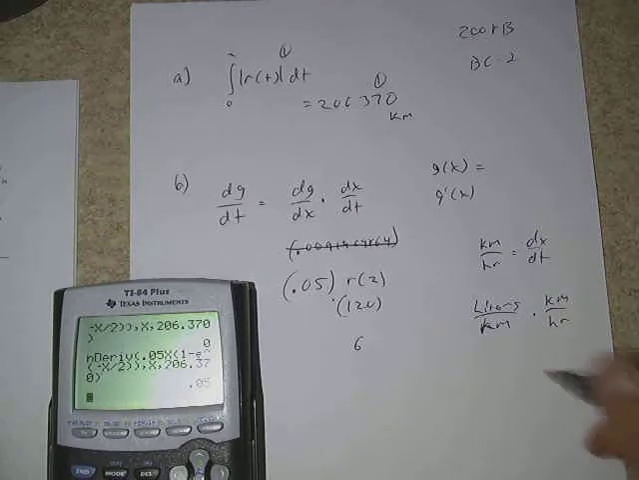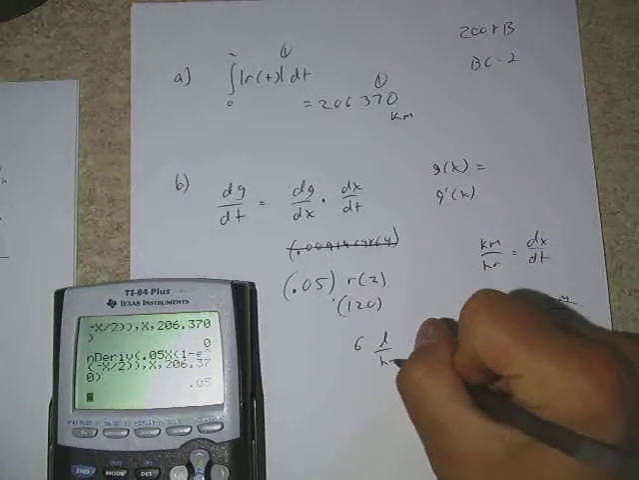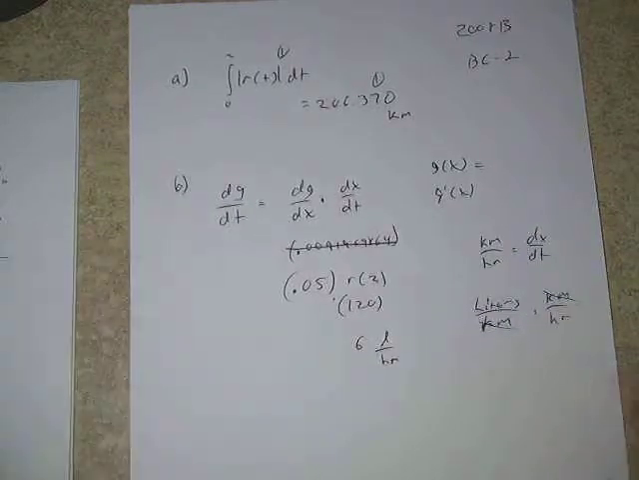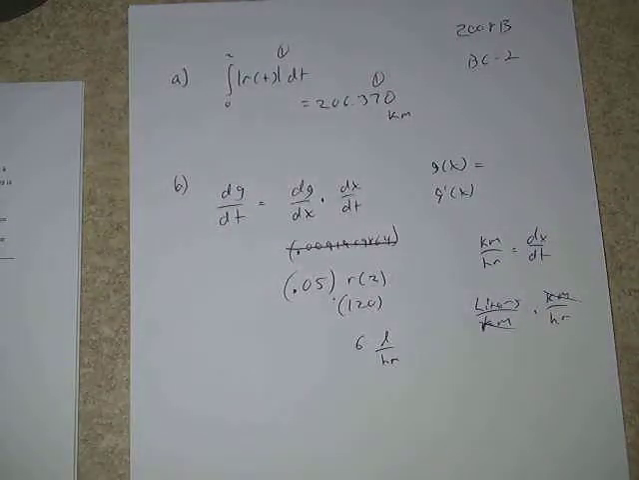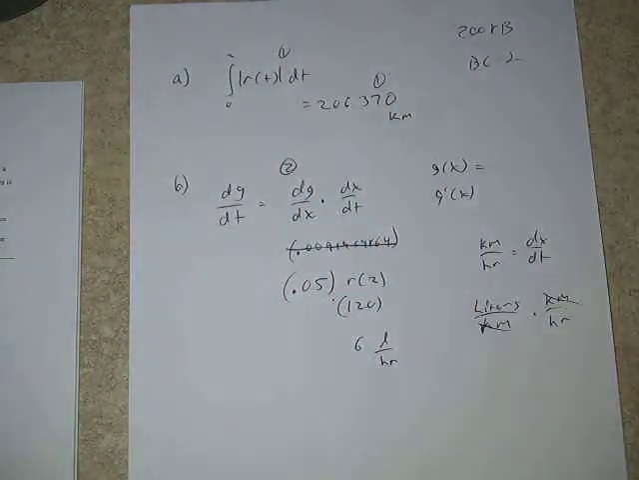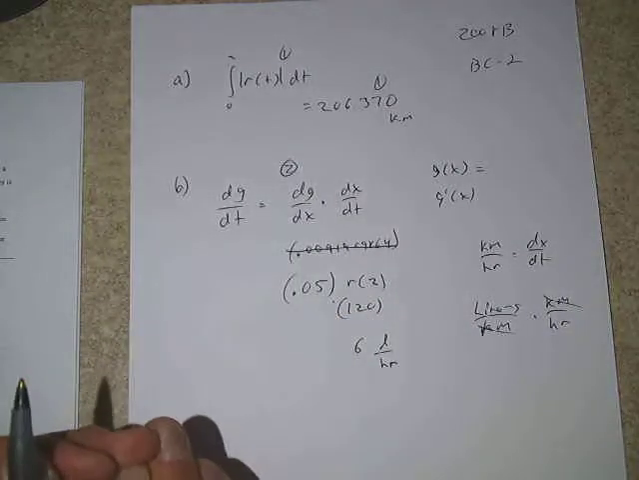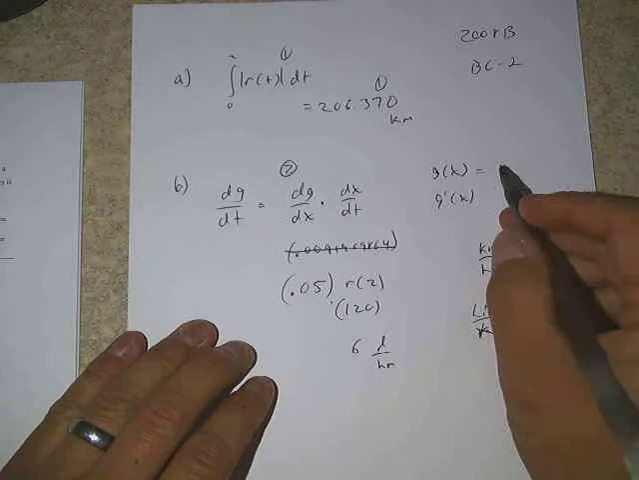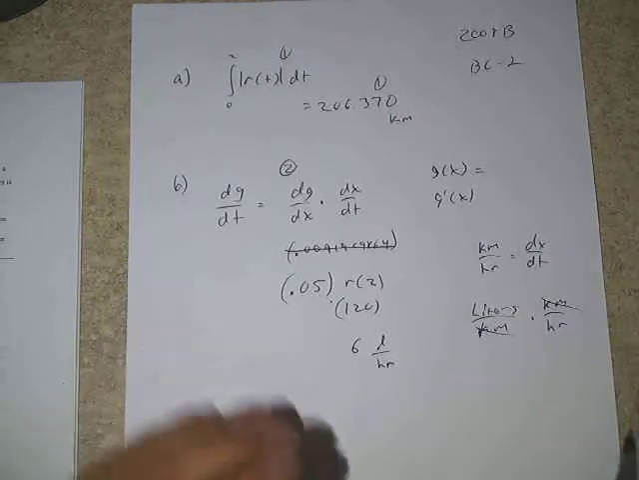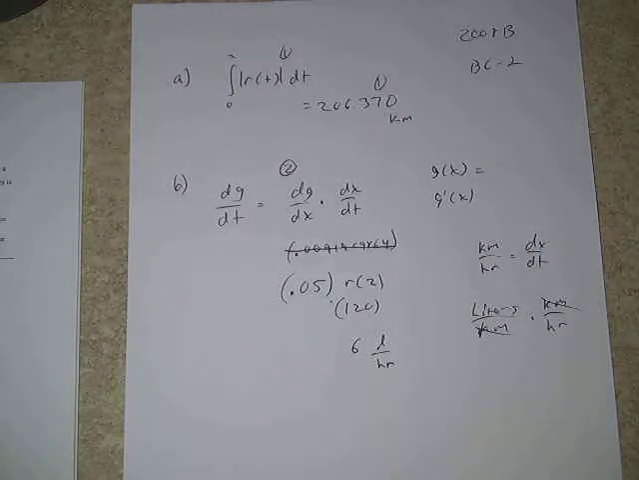Now let's figure out the units here. It's easy to figure out the units if you consider the fractions as they are. G is measured in liters. X is measured in kilometers. And on the other fraction, x is measured in kilometers again, and time is measured in hours. So what are the units on our answer then? Liters per hour. So ultimately our car is using up 6 liters per hour total.